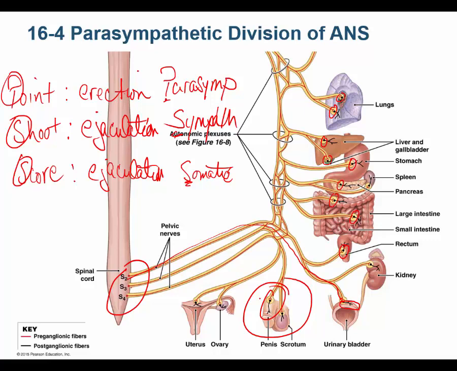Because the synapse quite often occurs in the capsule of the organ, it's called intramural. So the synapse occurs intramurally within the capsule of the very organ it's going to innervate. Now this is not always true, of course, but it's usually true that these synapses occur very, very close to the effector organ or effector gland.